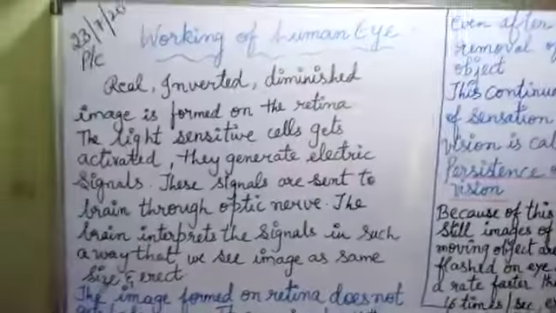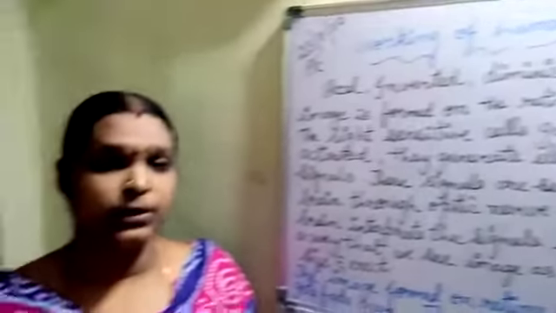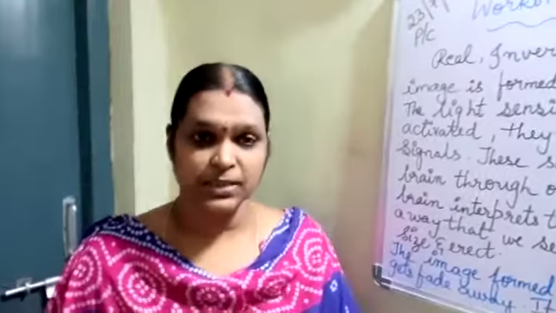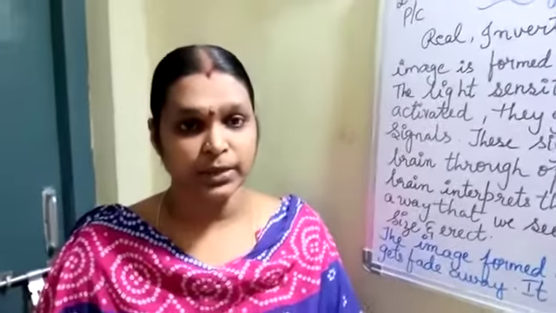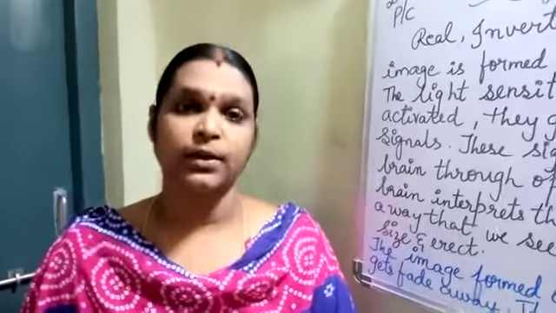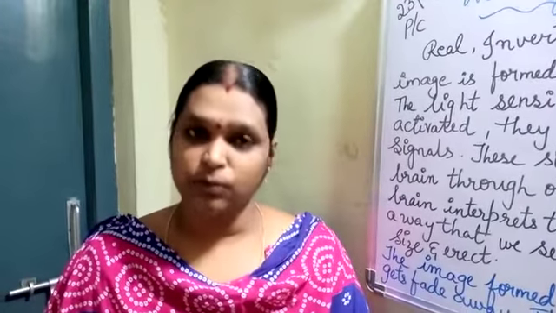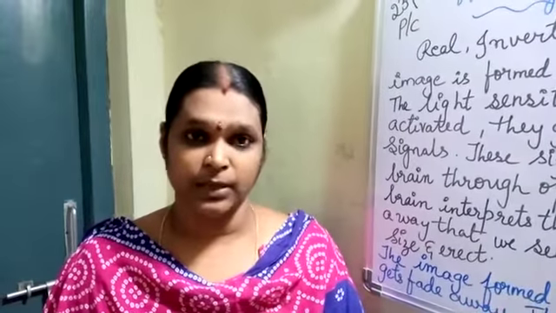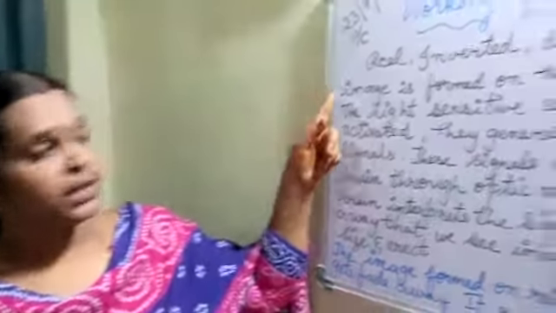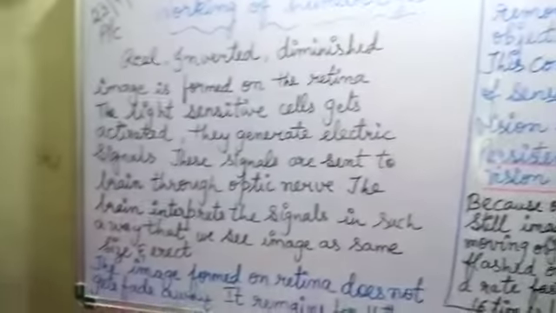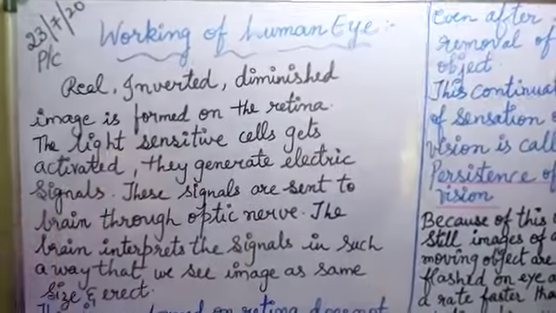As you know, the light ray coming from the object passes through the cornea and pupil and enters the eye through the eye lens, that is, the convex lens. Then it falls on the retina. The image is formed on the retina. Here the image formed on the retina is real, inverted and diminished.